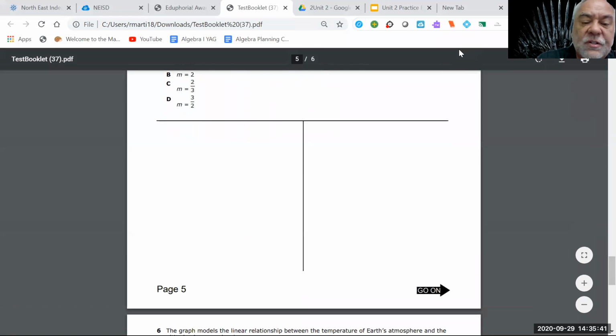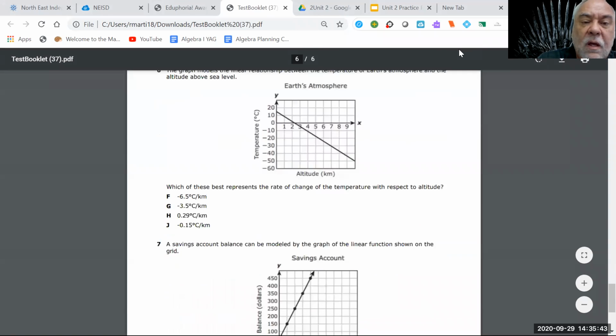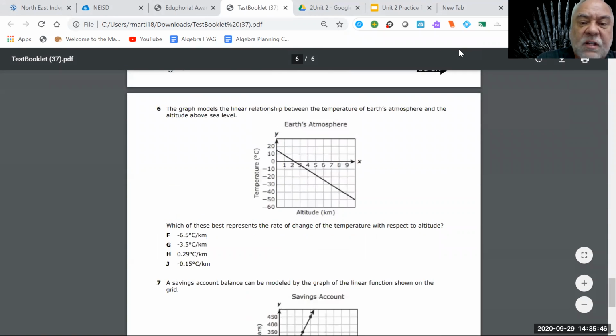Okay, number 6. This graph models a linear relationship between temperature of Earth's atmosphere and the altitude above sea level. Which of these best represents the rate of change, which is just slope, of the temperature with respect to altitude? Well, you know it's got to be negative because look, this goes up and to the left. So that's a negative slope. If you look at your answer choices, it can't be H because that's positive. So it's going to be one of those other 3.